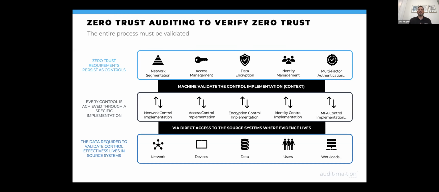So we take identity management in the context of what the best practice is, and we've implemented it this way across these systems. So that also means that the data required to validate the control effectiveness of each of those actually lives in source systems and can be accessible today. So the opportunity exists to machine validate the control implementation, what we're going to refer to today as context, via direct access to the source systems where evidence lives. That entire process must be validated, which ultimately ends up being an audit.